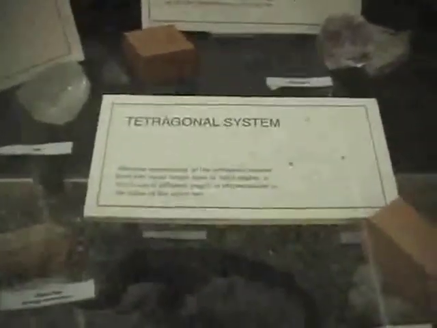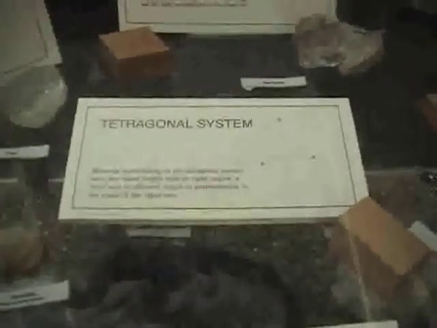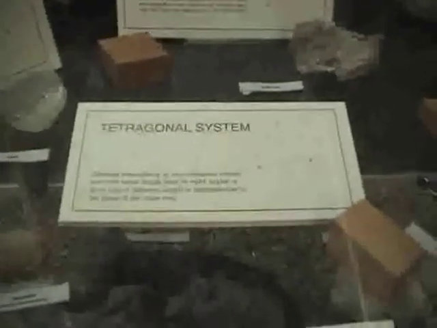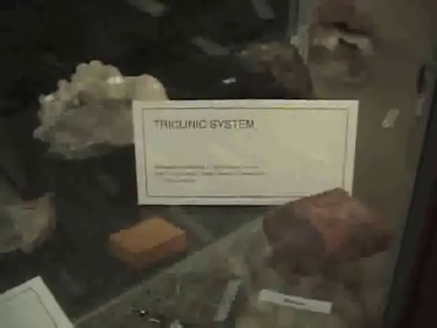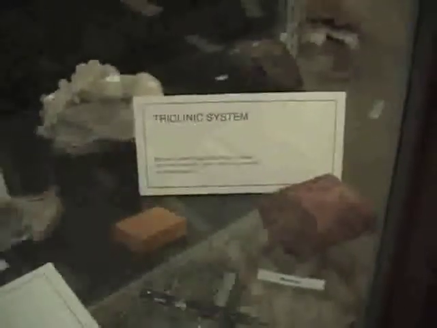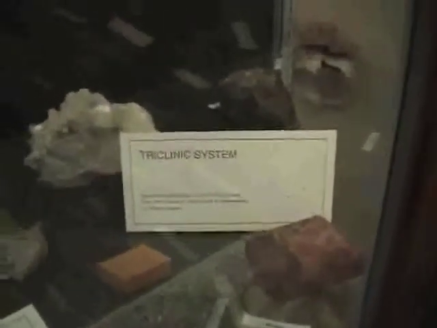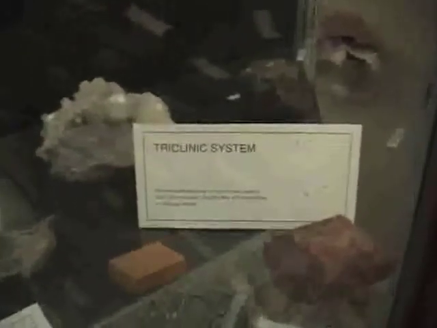That's monoclinic. In the tetragonal system, they have 2 equal length axes at right angles. A third axis of different length is perpendicular to the plane of the other 2. So we've got 2 equal length axes and one that's a little bit longer or shorter, but everything's at 90 degrees. In the triclinic system, finally, they have 3 unequal length axes, all intersecting at oblique angles. So basically, anything goes, as long as they're not the same length and they're not 90 degrees. So that's triclinic.